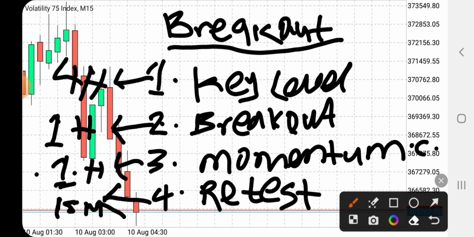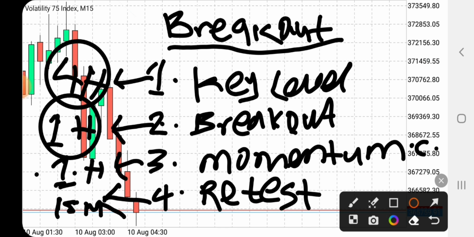What you are going to be looking out for is, number one, we need a key level. Number two, we want a breakout. Number three, we want a momentum candlestick, and number four, we need a retest. The key level, we are going to be identifying on 4 hours time frame. We are going to be looking for the breakout on 1 hour time frame, and looking for the momentum candlestick on 1 hour time frame, and maybe make entry on 15 minutes time frame. That's where we are going to be waiting for a retest.